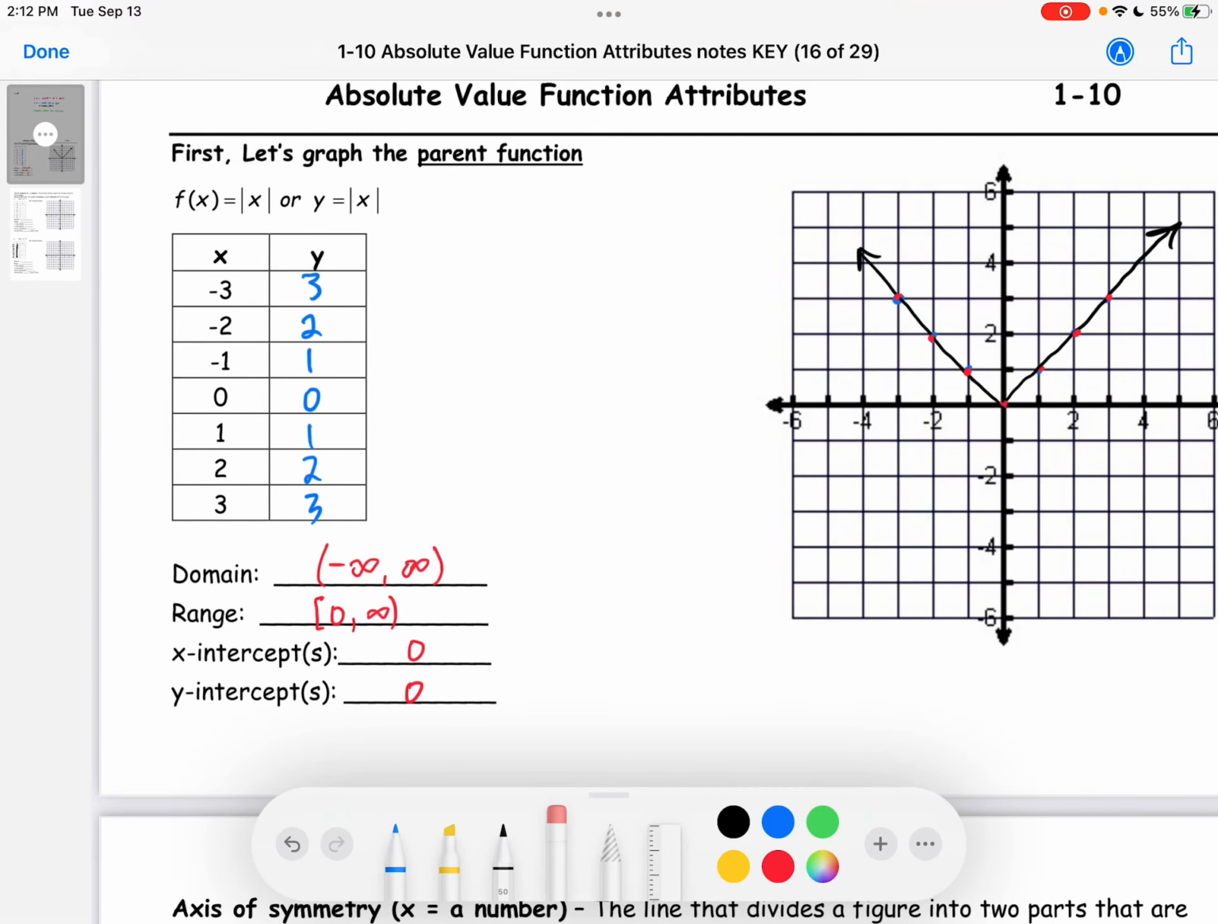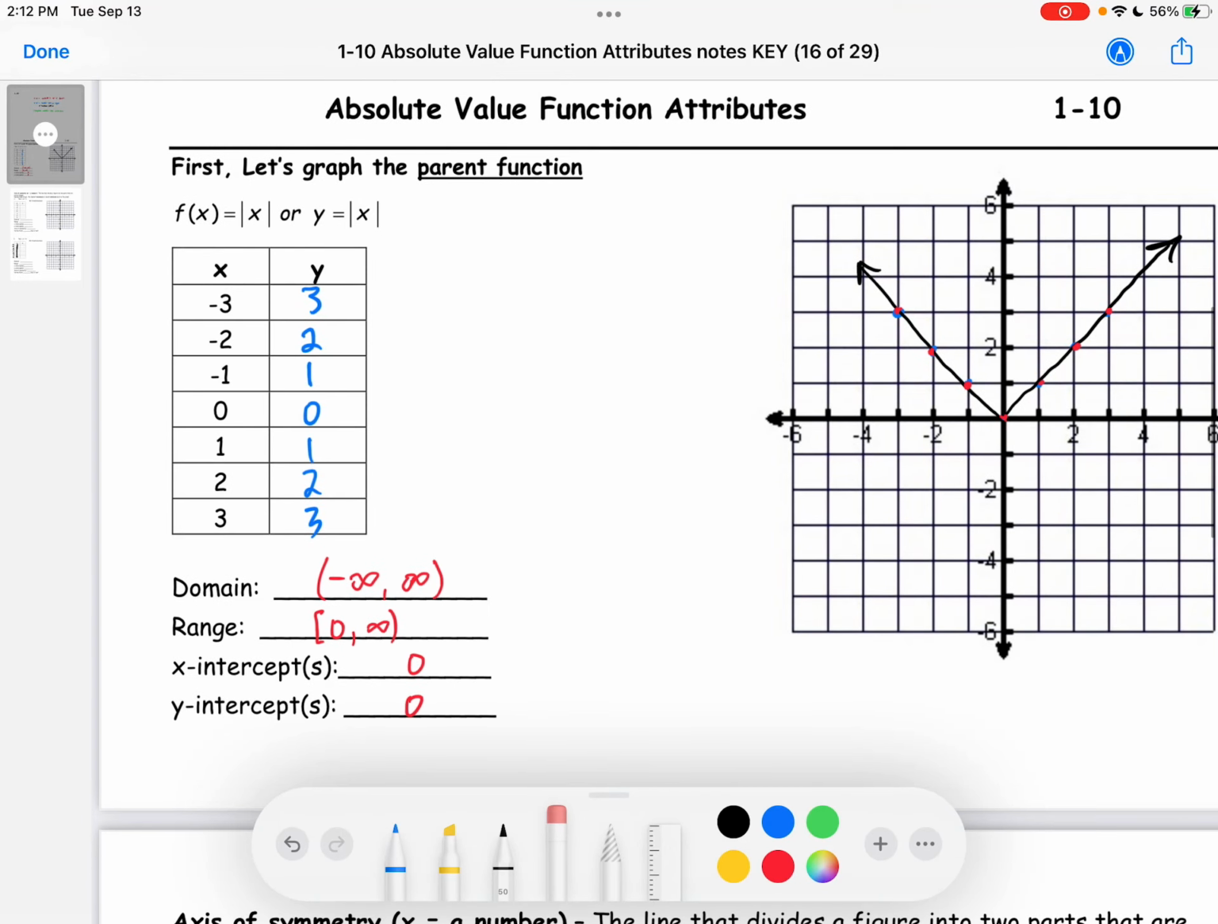All right, y'all, we're looking at the 1-10 notes, talking about absolute value function attributes. Okay, so we start off on this front page with the exact same graph that we looked at in 1-9. Okay, it's the parent function. It's the simplest possible version of an absolute value function, where y equals the absolute value of x.